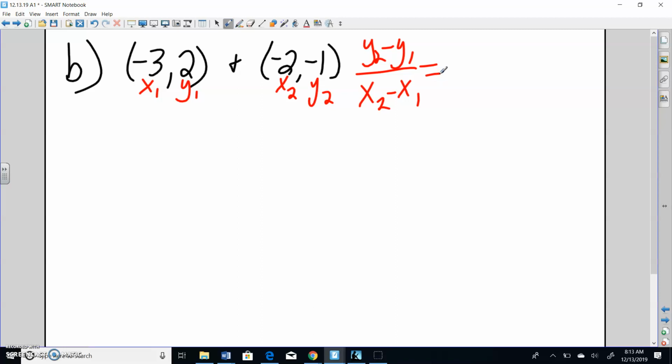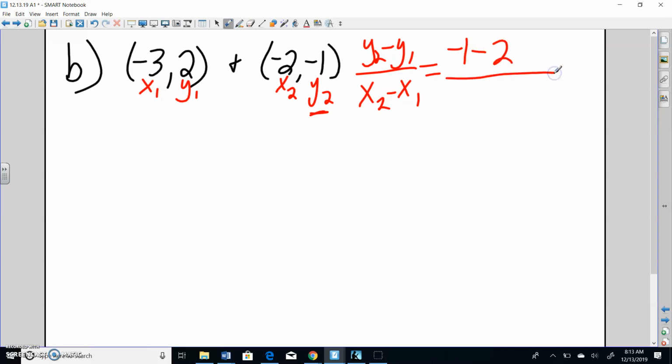To find the slope. So in the numerator, Caitlin, what am I going to write? What minus what? Well, I'm going to do y2 as this. So negative 1 minus 2.